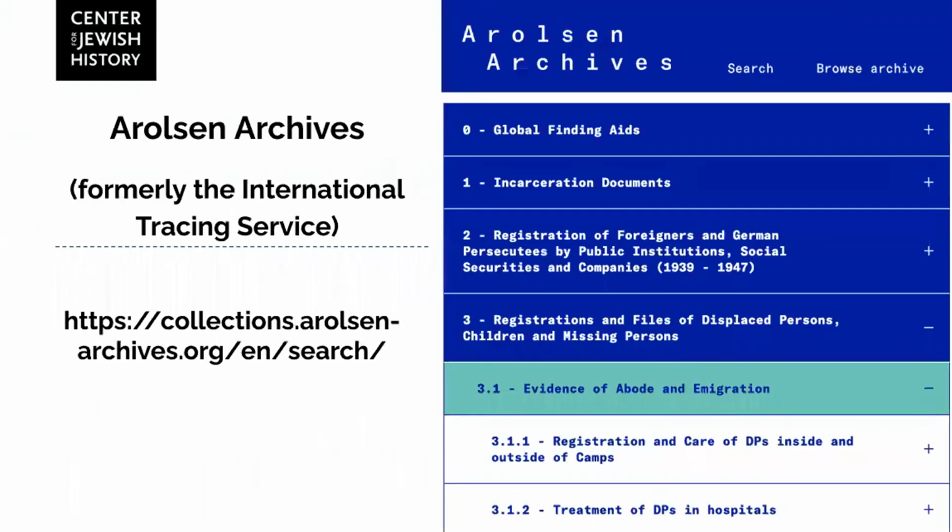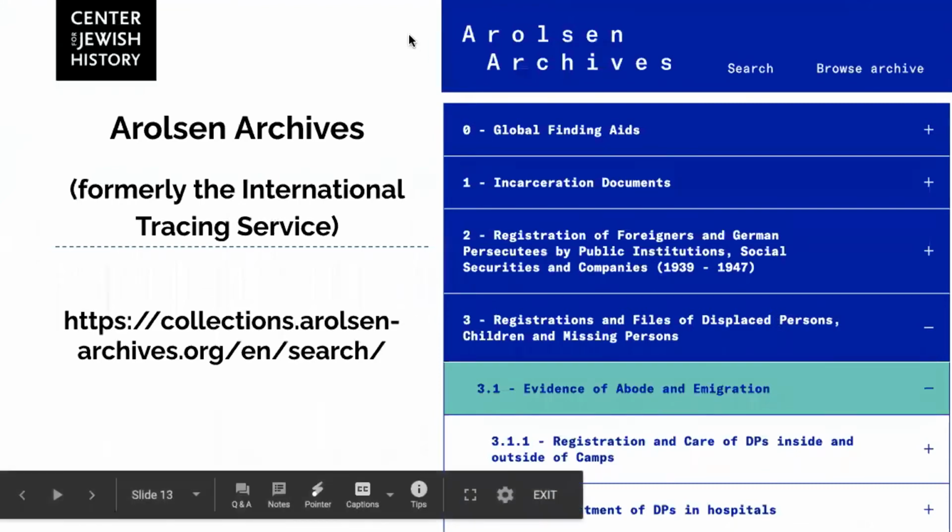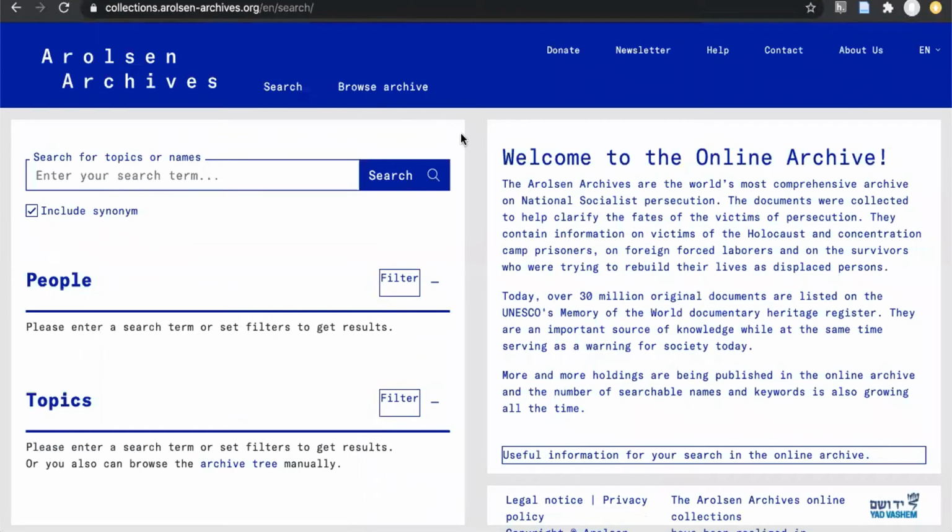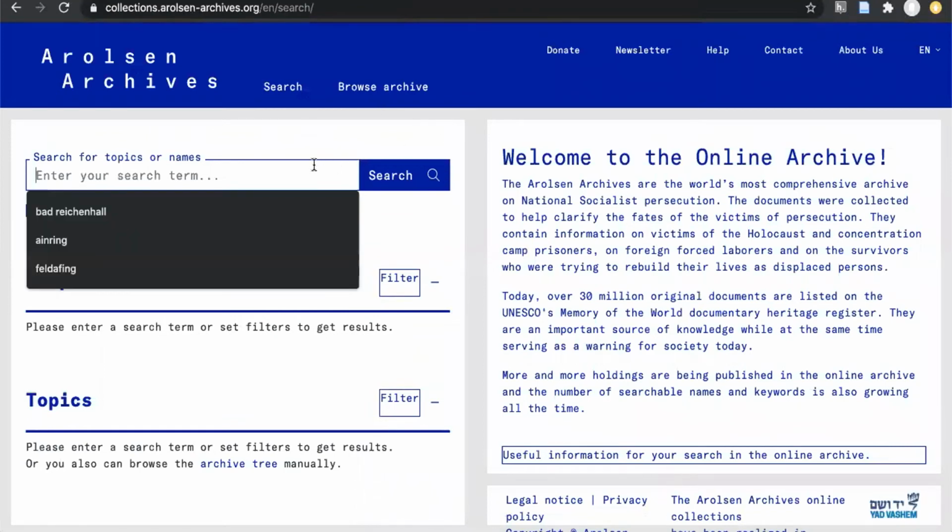If you don't find what you are looking for in our collections at the Center for Jewish History, another place to look is the Arolsen Archives. You can search by camp name or by family name. So we will go to the Arolsen Archives now, and some camps have lists of residents that were digitized, but they are not searchable by name. So you have to go through document by document.